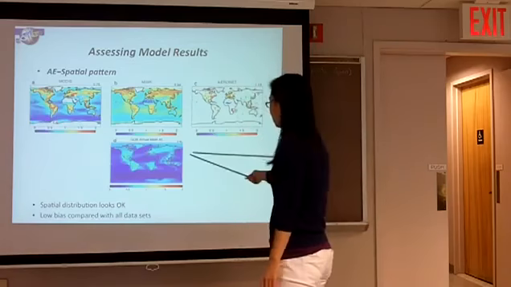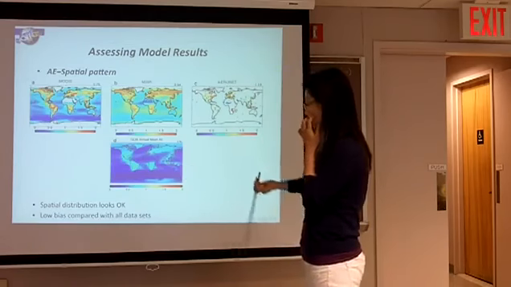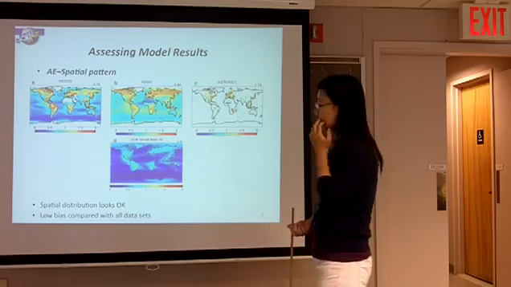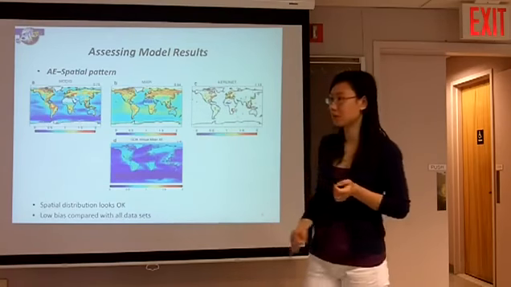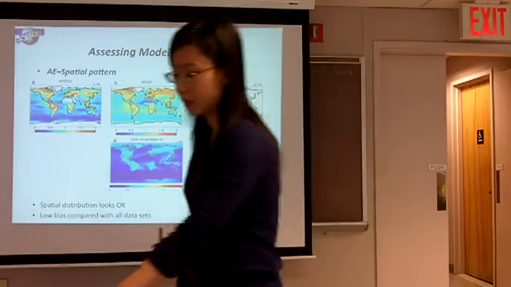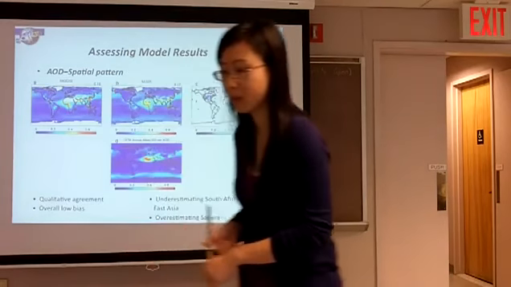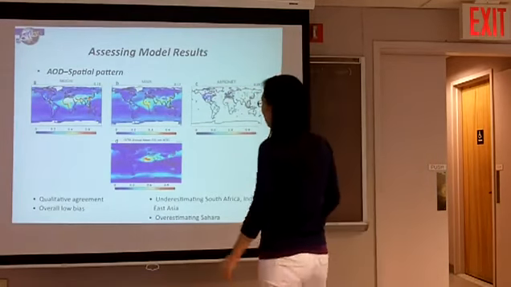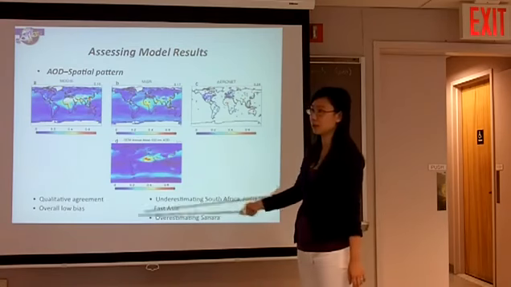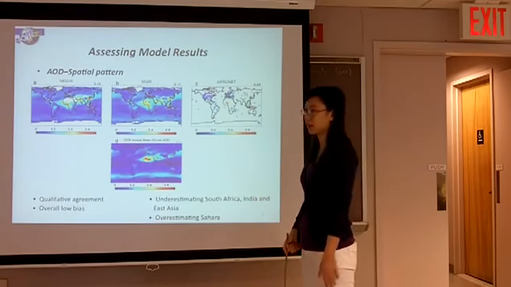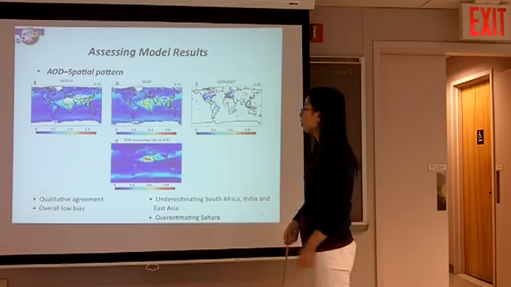Yeah, this is not good enough. It suggests our size is too large compared with the results we get from observation. And for AOD, because this is at 550, we also have a low bias overall.